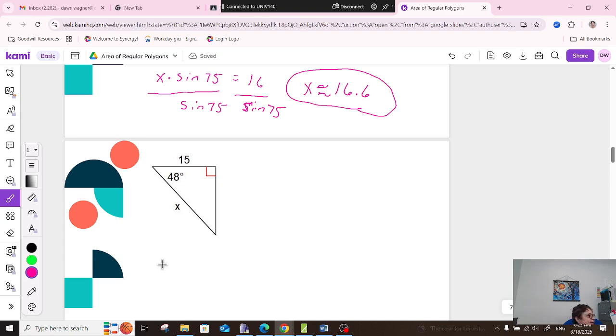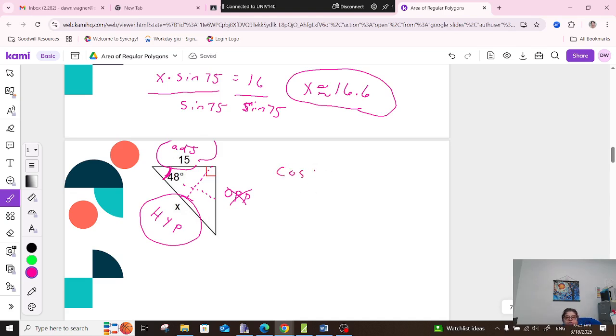Okay. Where do I put my finger? On the 48, right? Here's my finger. Now I'm going to label. I'm going across. What's this side? Opposite. And then across from the 90 is hypotenuse. And so what's 15? Adjacent. And so I have adjacent. I'm looking for hypotenuse, so I'm not going to use opposite. So what am I going to use? Cosine.